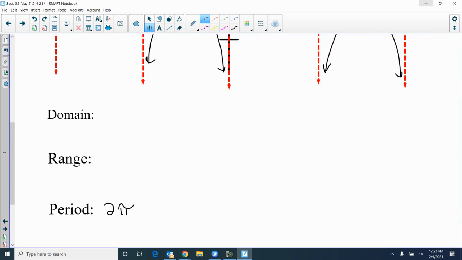Domain, similar to tangent or cotangent. Okay, we got to word it that way. All real numbers except integer multiples of pi.